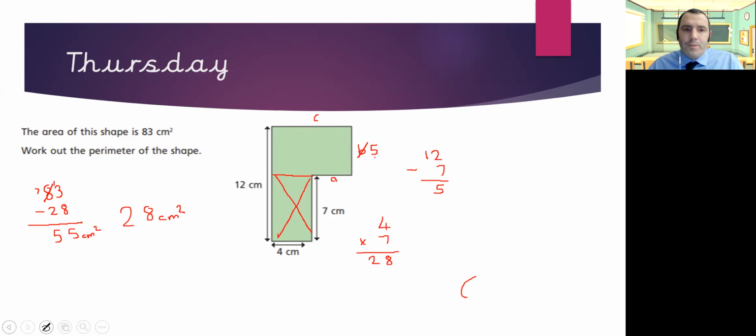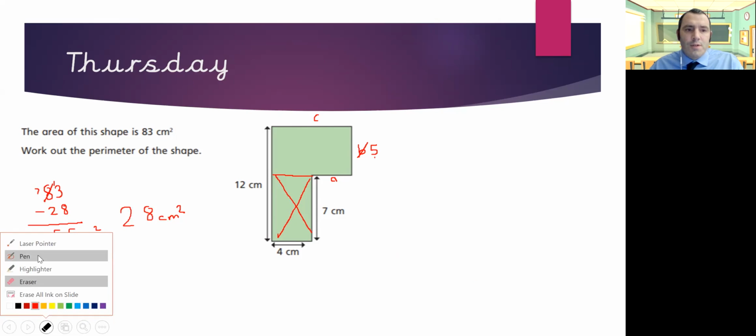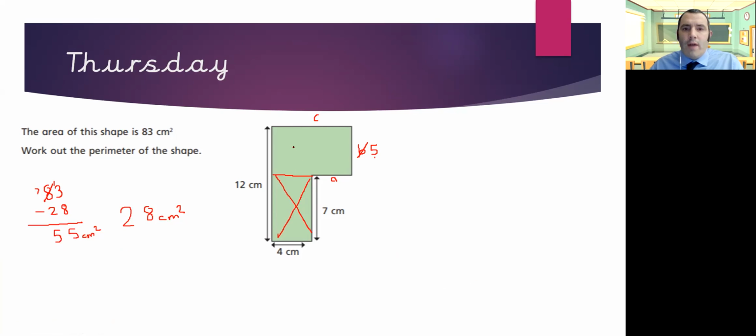So what I do know, let me just clear some of this writing off so we've got a bit more space and we don't get ourselves confused. So I've worked out the area of the space with the cross. I know I've got an area of this part here of 55 centimeters squared. So I need to work out what C is going to be, because that will help me work out A. So I know that 5 times C equals 55.